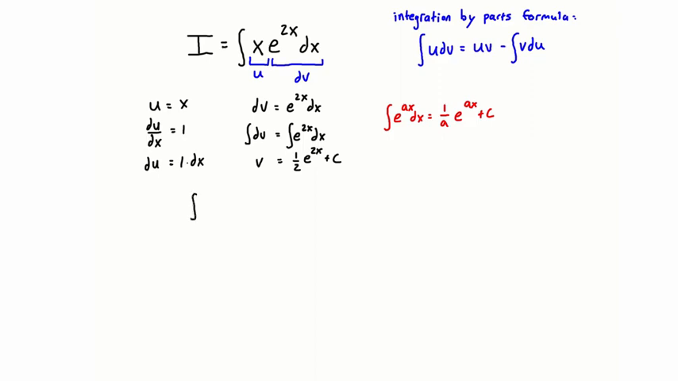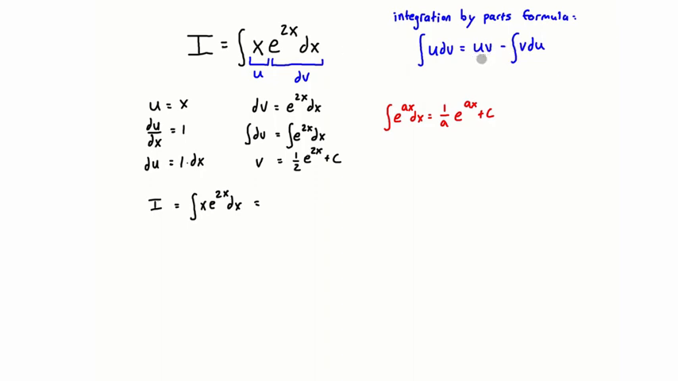We have the integral of u dv, which is the original problem. That's x e to the 2x dx, which is also equal to I. That's just exactly what we had right up in here. And then for the right-hand side of the integration by parts formula, we just need to start plugging and chugging.